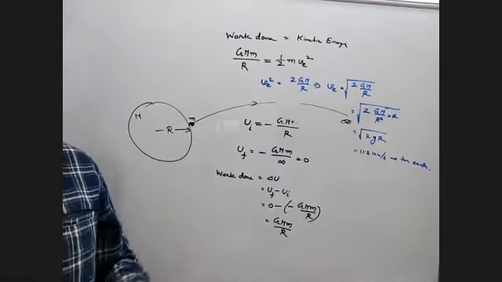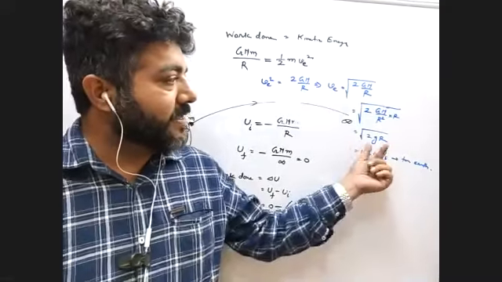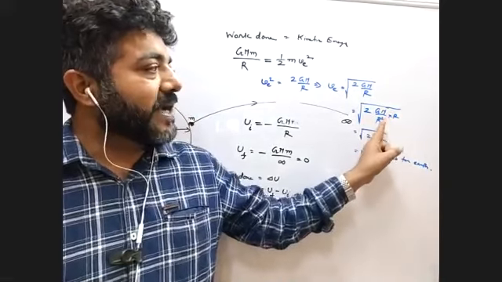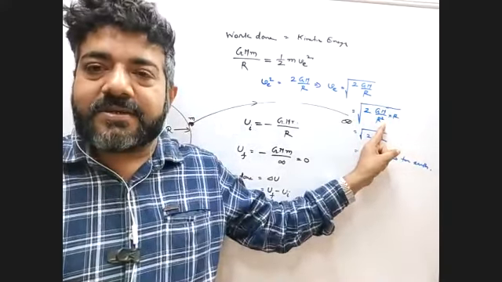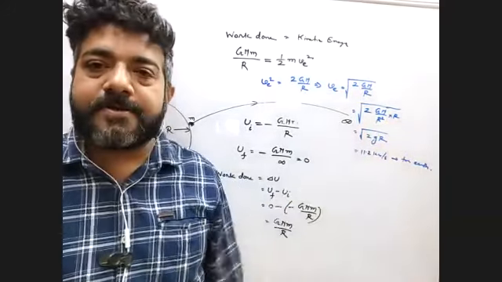Sir, can you explain the second last step once more? Look at the value of g: GM by R square is the Earth's gravitational field. Yes sir. So this is g, this is R, this is 2gR.